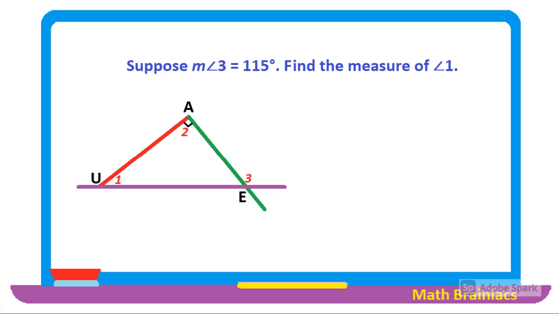Let us work on this example so that you will be guided. Suppose the measure of angle 3 is equal to 115 degrees. Find the measure of angle 1.